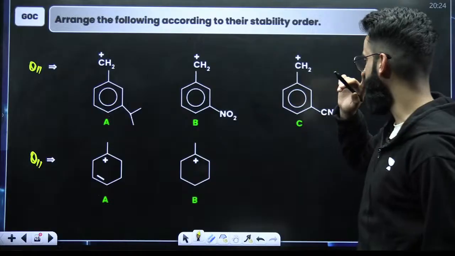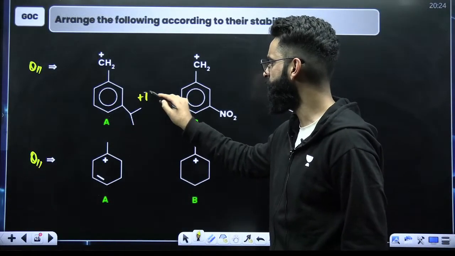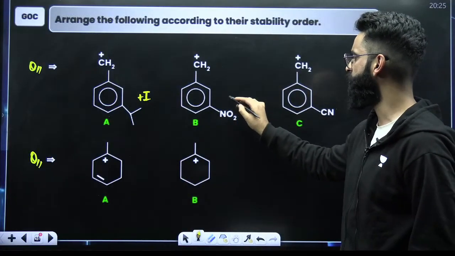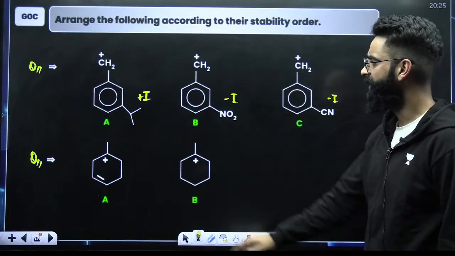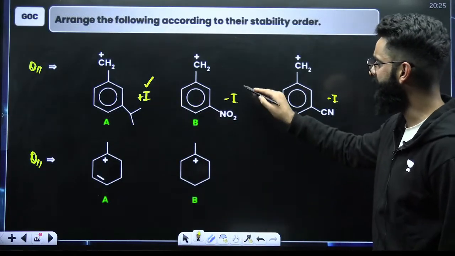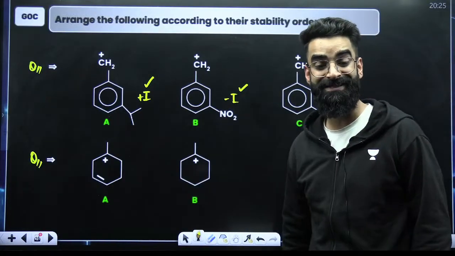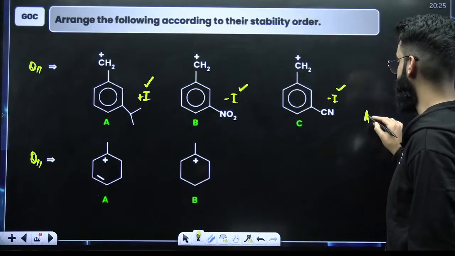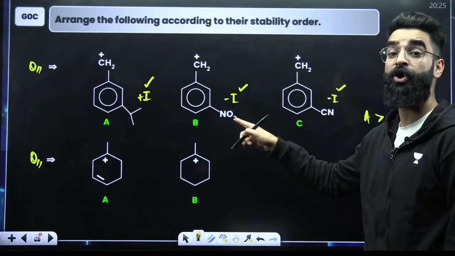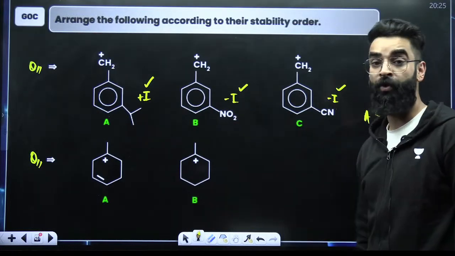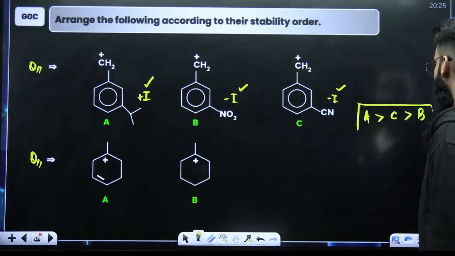So first of all, these are your carbocations, right? This is your alkyl group attached at the meta position, so plus I. Nitro group at the meta position, so it's going to show minus I. CN at the meta position, minus I, right? So this is electron donating group. This is electron withdrawing. This is also withdrawing, right? And electron donating groups stabilize the carbocation. So A is going to be maximum stable. Now, nitro is more withdrawing than CN. So B is going to be least stable and C I'll keep in the middle.